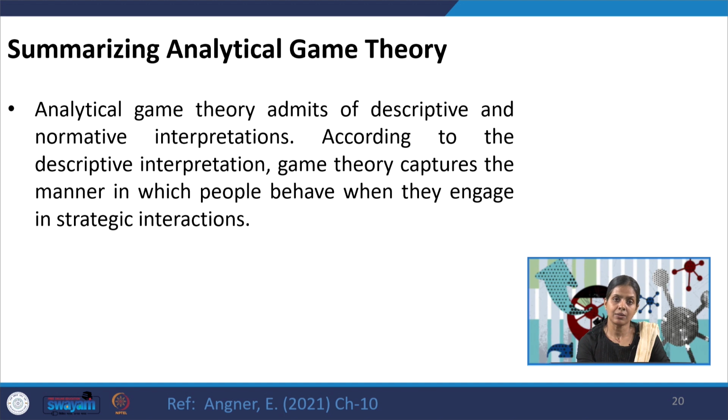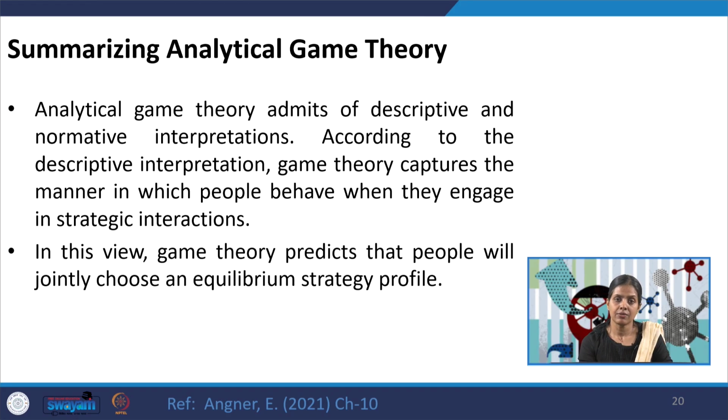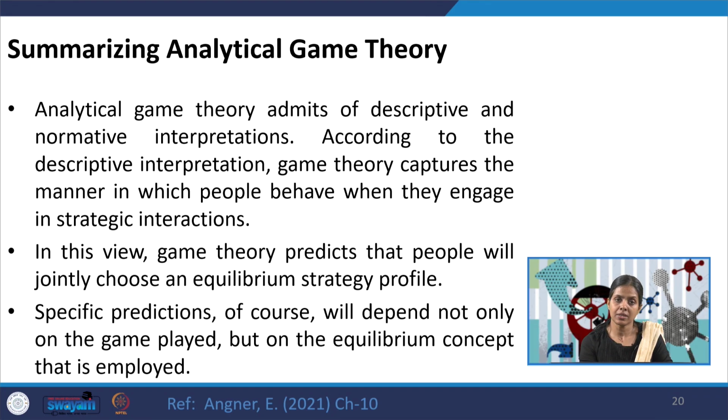Analytical game theory admits of descriptive and normative interpretations. According to the descriptive interpretation, game theory captures the manner in which people behave when they engage in strategic interactions. In this view, game theory predicts that people will jointly choose an equilibrium strategy profile. Specific predictions of course will depend not only on the game played, but on the equilibrium concept that is employed.